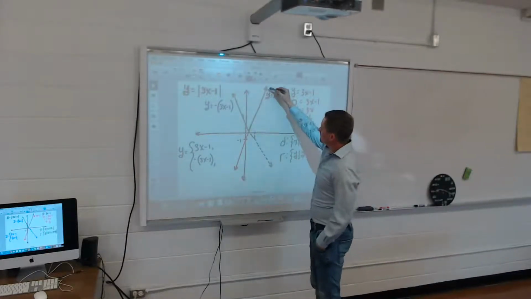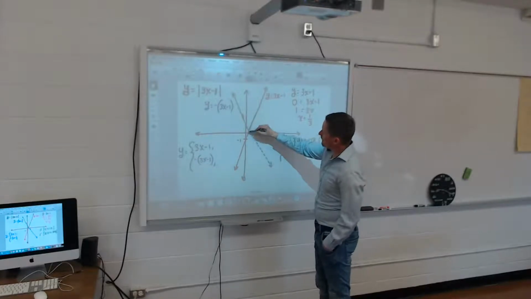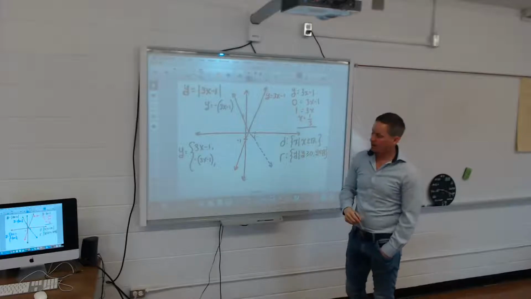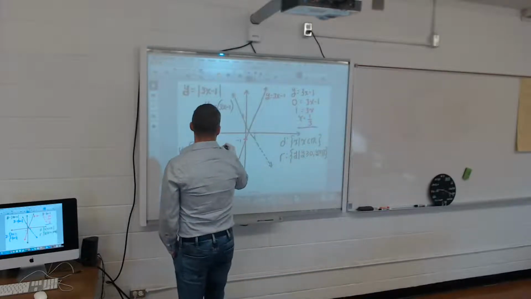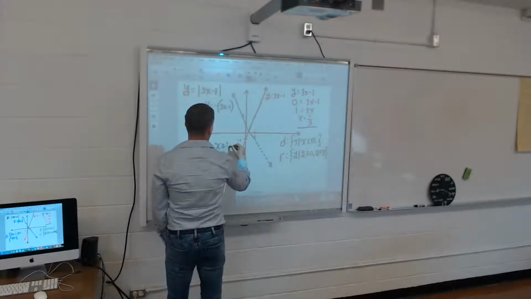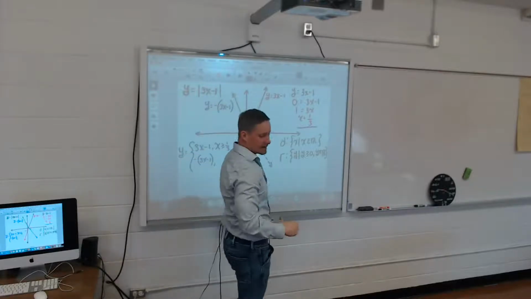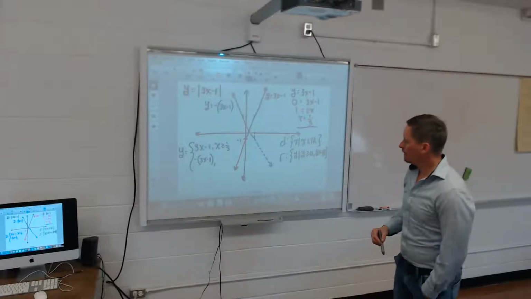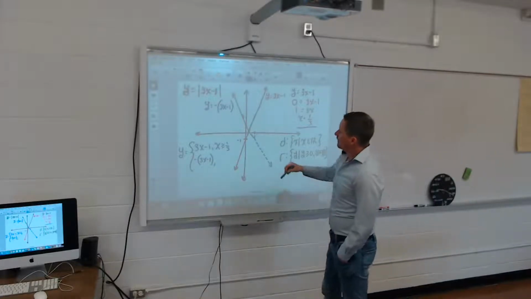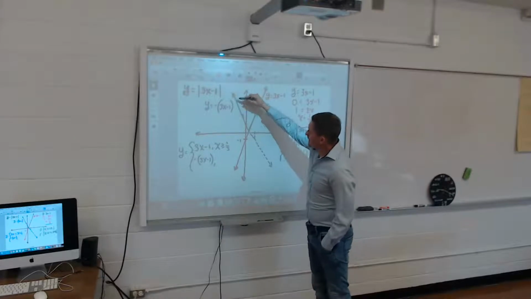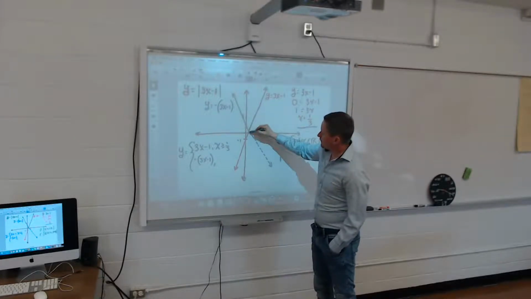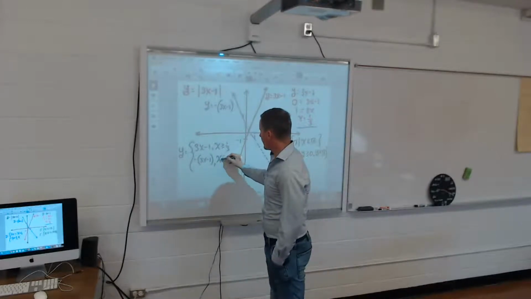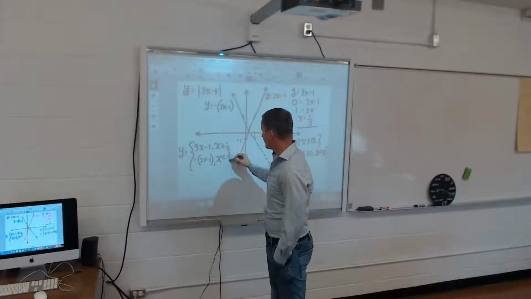Well, this is my 3x minus 1 graph. I used from here. That's where this comes in right here. So I used x is greater than or equal to 1/3. That's the part I used for that graph. Okay? What part of this line did I use? Well, I used from here to the left. So x is less than 1/3.